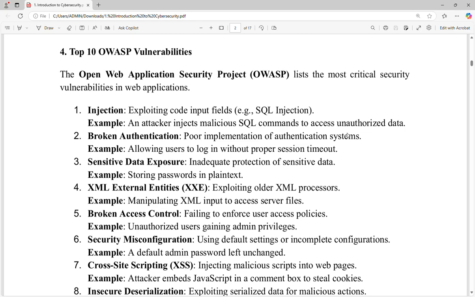And we also have an example: an attacker injects malicious SQL command to access unauthorized data. Look at the example. An attacker injects malicious SQL command to access unauthorized data. That's an example. And then we also have broken authentication, which is poor implementation of the authentication system.